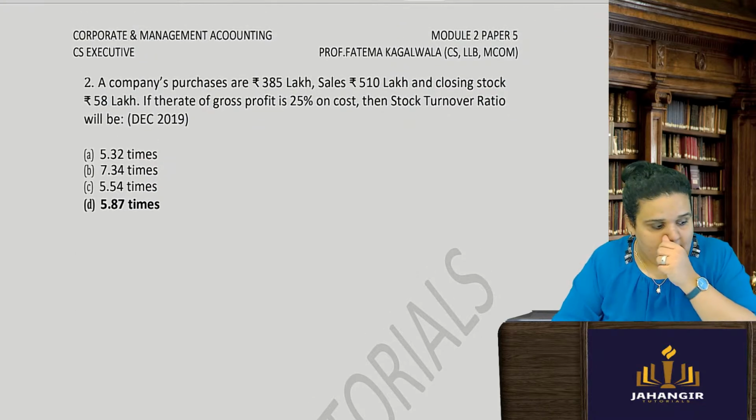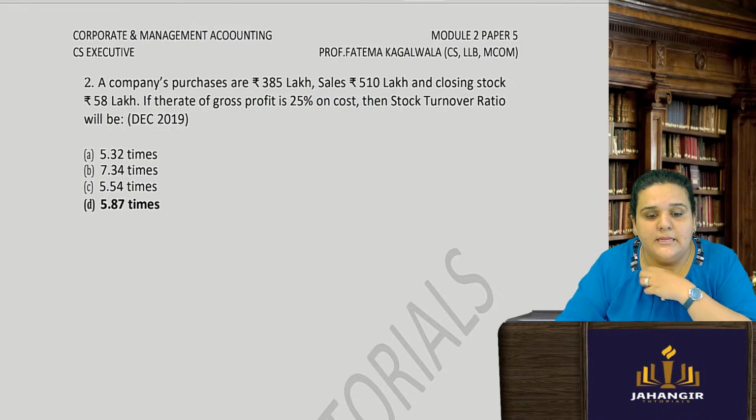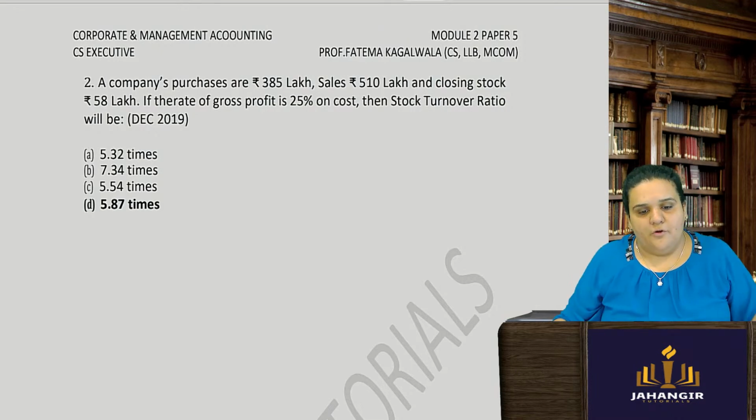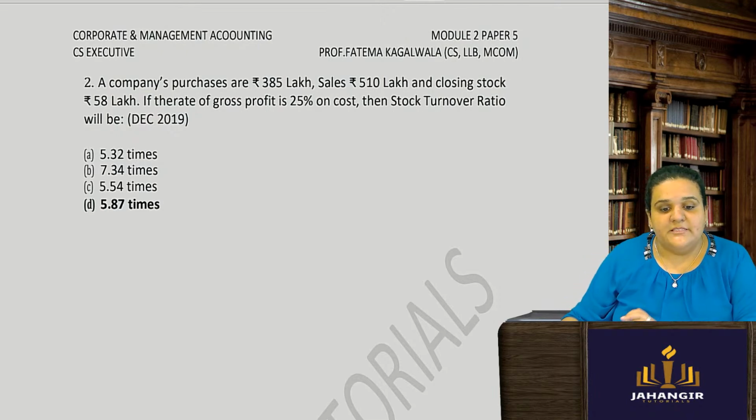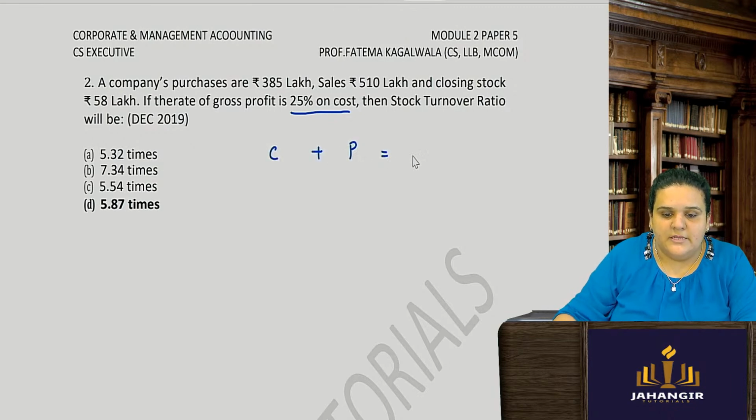Second one. A company's purchases are 385 lakhs, sales 510 lakhs and closing stock 58 lakhs. If the rate of gross profit is 25% on cost, then the stock turnover ratio is how much? All this is given to me. Cost plus profit is equal to sales. Cost means COGS.